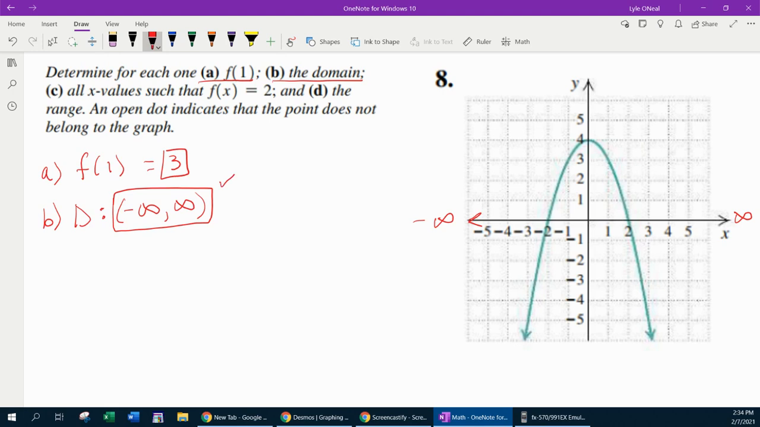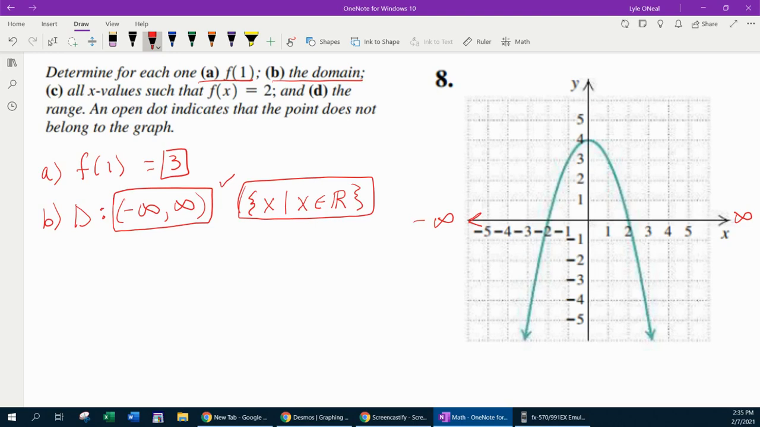Now this is interval notation. In set notation, you would say the domain is the set of all x such that x is an element of the reals. And that is the fancy math notation way to say all real numbers in set notation.